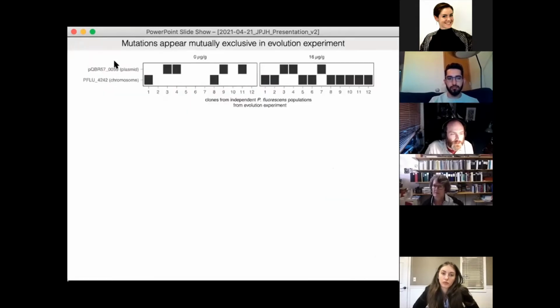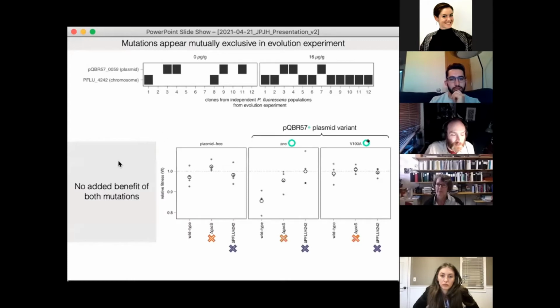So we've got these two different principal mechanisms for compensation, and in an evolution experiment I did, it appeared that they were mutually exclusive, such that you only need one of these mutations and it does the job. And this was supported by experiments that show that there's no added benefit of having both the mutation on the chromosome and the mutation on the plasmid.